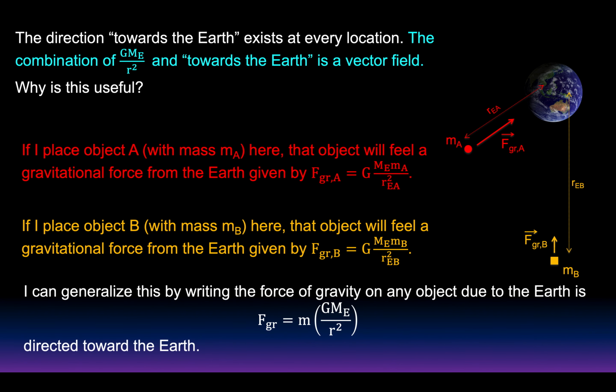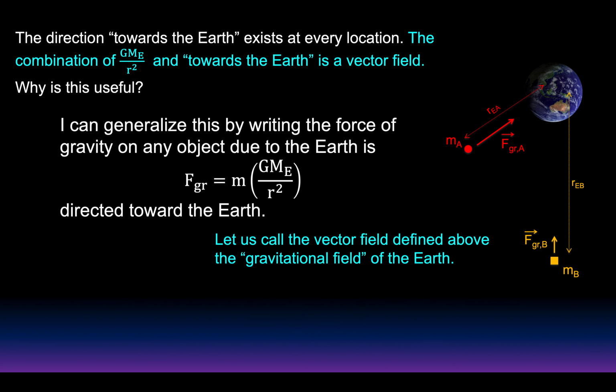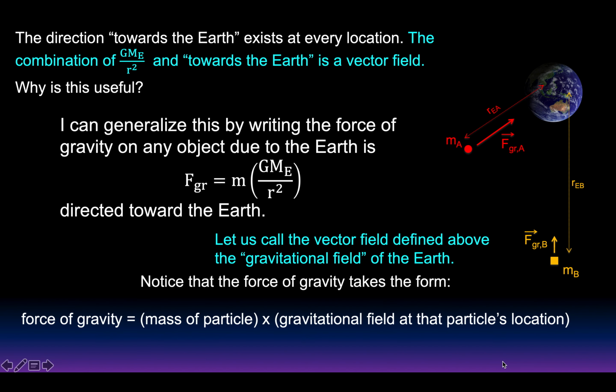I could generalize this idea. I could say the force of gravity on any object, no matter where it is in the universe, due to the Earth, could be written as the mass of that object times G times M_E over r squared, and the direction of that force is going to be towards the Earth. The usefulness of thinking about the gravitational force on an object in this form is we could now write the force of gravity on an object is equal to the mass of that object multiplied by the gravitational field from the Earth at that object's location.